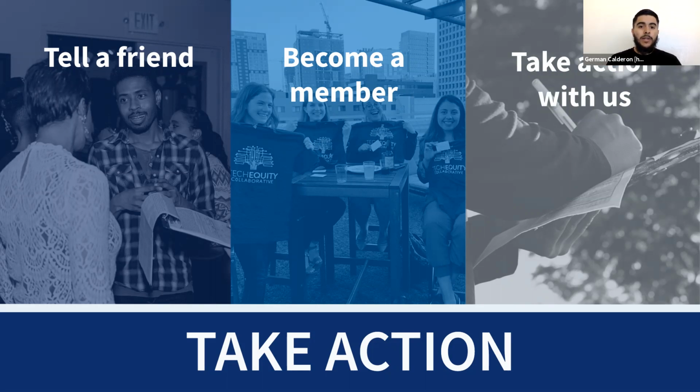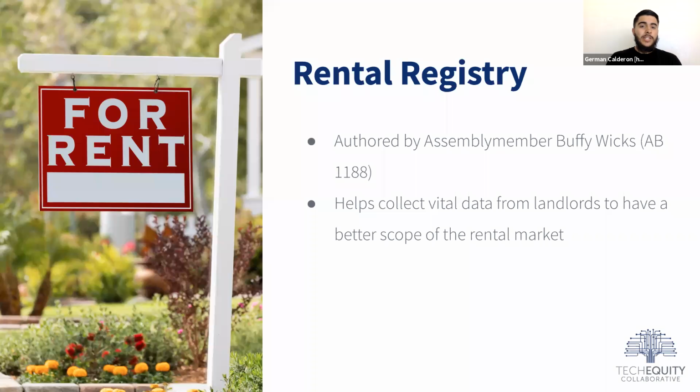But I did want to talk about some of our priority legislation that we worked on this year. So TechEquity is committed to getting better data about our housing market, and better data means that we can build more accurate policy interventions and ensure that help is being targeted to people who need it the most. So TechEquity is working on a number of campaigns to get better data on housing and ensure that data is being used fairly through our rent registry and algorithmic bias in housing initiatives.